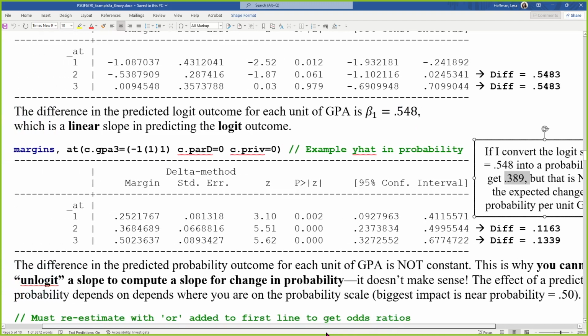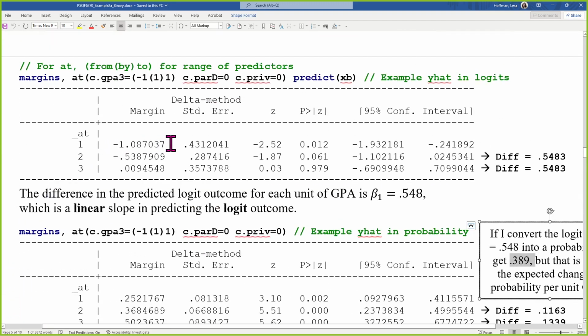What I did instead is convert the predicted outcome from the slope. The results of the slope you can convert. So order of operations. First get a predicted outcome in logits, then take that down to probability. You use your slopes to get the predicted outcome in logits in the first place.